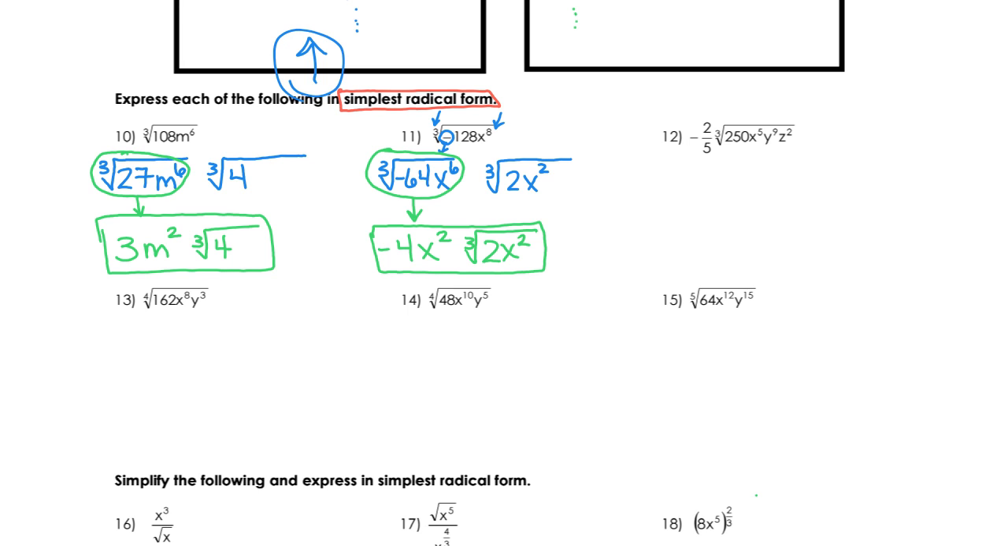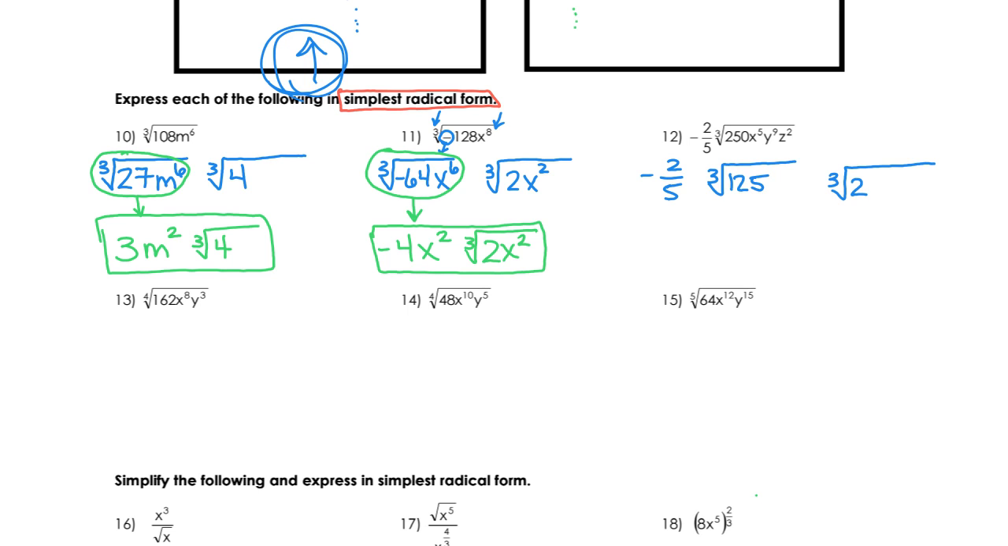Number 12. All right, so this time, guys, we have that negative 2/5 on the outside, so we're just going to leave it there. And we're going to go ahead and break this up into 2 cube roots, okay, being the perfect and the not perfect. All right, we have 250, so we're going to look at our cube root list, which is up here. Okay. And we're looking at the numbers like 1, 8, 27, 64, and the largest perfect cube that goes into 250 is 125. And it goes in twice.